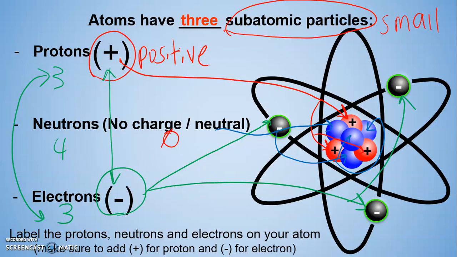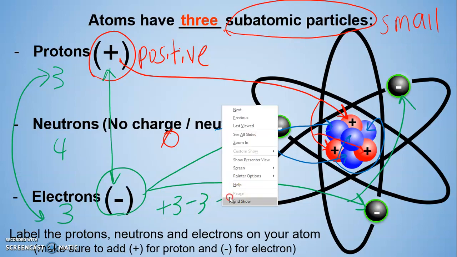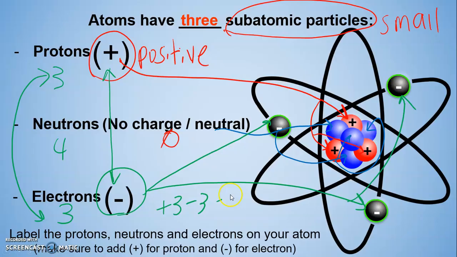So if I have 3 positives and I have 3 negatives, just like in math, if you had a positive 3 minus 3, right, you would have 0, right? And that's important because when atoms don't equal 0, if they were to have more or less electrons, they would interact with each other because your positive and negative charges attract one another. So this is important, this idea of what we call being neutral. Okay, that your protons and your electrons equal each other in an atom.